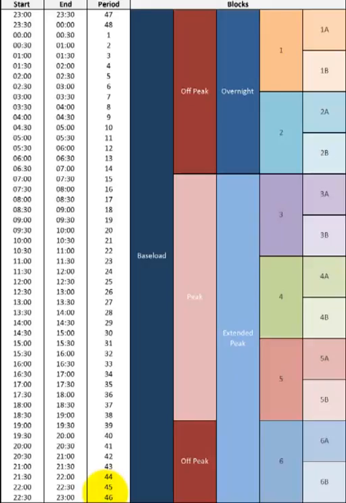Now, on the clock change, when the clocks go ahead and they come back, these are constrained or extended depending on the direction the clock's going, forward or back.